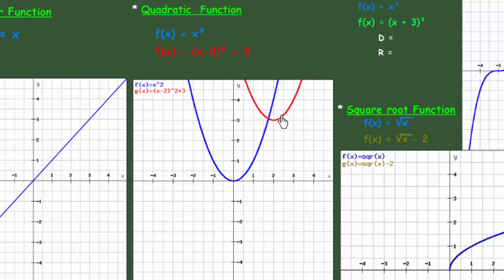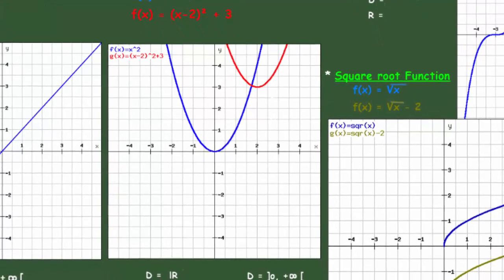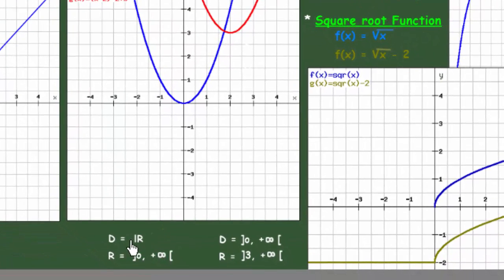It has the same shape because we don't have any coefficient in front of the power of 2 here. And the domain of this function is R, minus infinity to plus infinity, because the function is defined on both sides of the x-axis. But the range of the function, because the function starts here from 0 and grows up to the positive side of y, we can say the range of the function is from 0 to plus infinity.